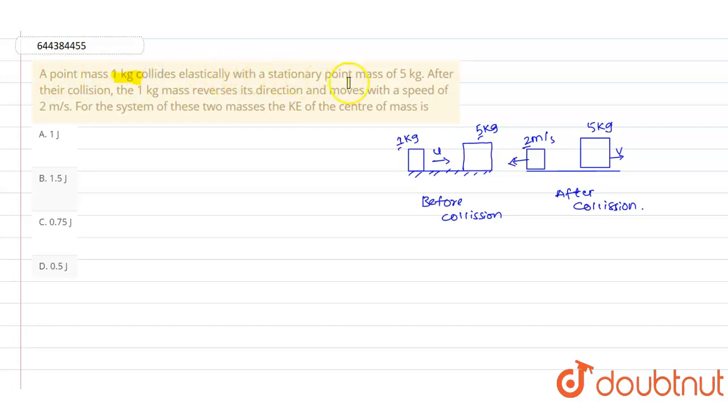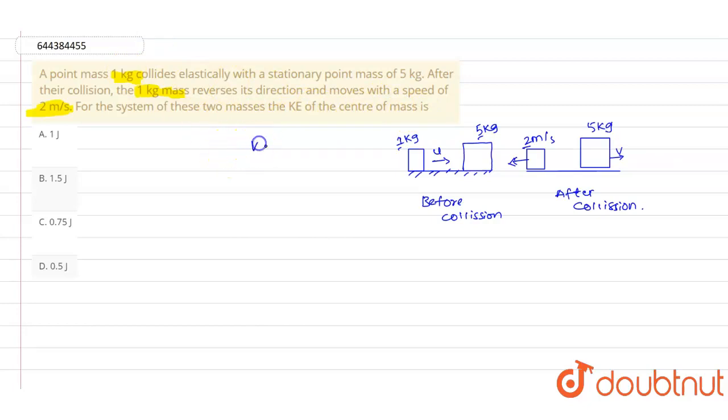So guys, here in this question it is given that a point mass 1 kg collides elastically with a stationary point mass of 5 kgs. After their collision, the 1 kg mass reverses its direction and moves with a speed of 2 meters per second. For the system of these two masses, kinetic energy of the center of mass is. So this is the given question.